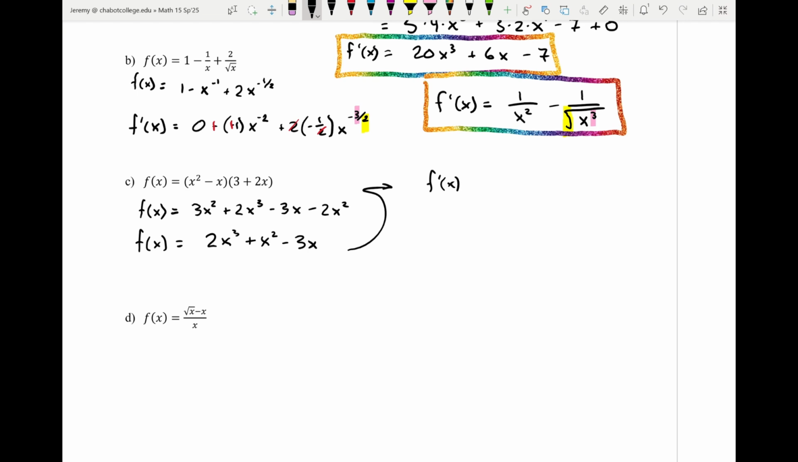F prime of x will be equal to, and look, I'll do this one kind of quickly, right? So let's take the derivative of this first term. I know I'm going to bring down the 3, subtract 1 from the exponent, multiply the 3 with the 2, I'll get 6x squared. This next term will just be plus 2x, and the last term will just be minus 3.